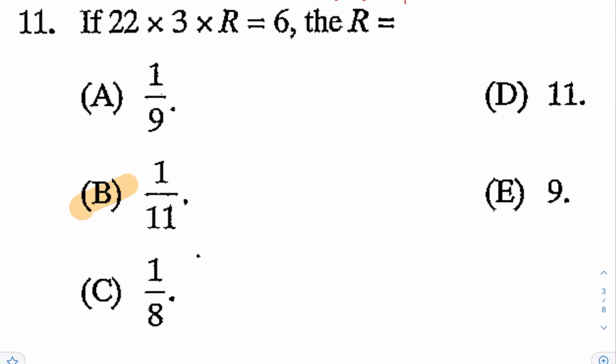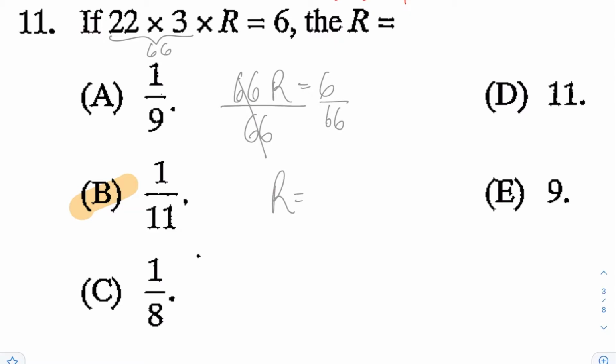Next for number 11, if 22 times 3 times r is equal to 6, then r is equal to. So your 22 times 3 is equal to 66. So that 66r is equal to 6. You can divide both sides by 66 and get that r is equal to 6 over 66, or 1 over 11 when you simplify.